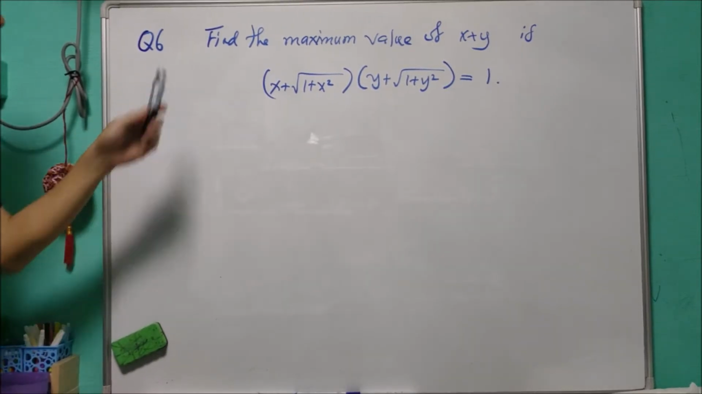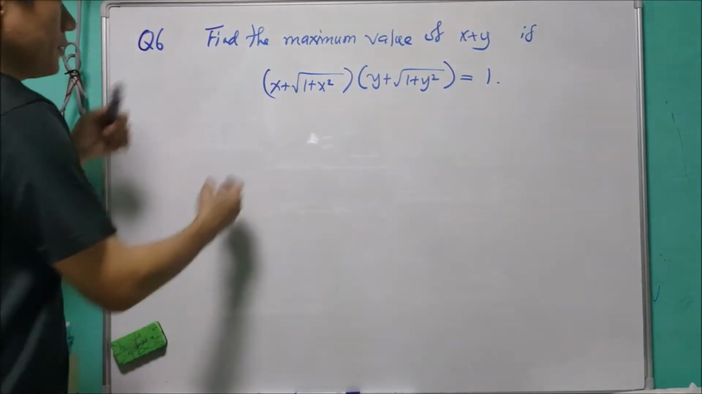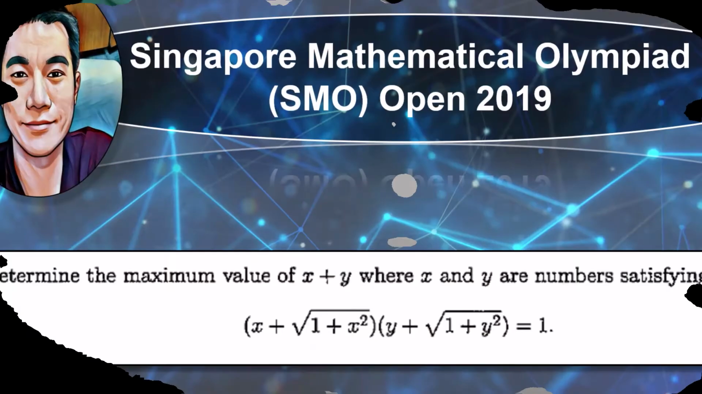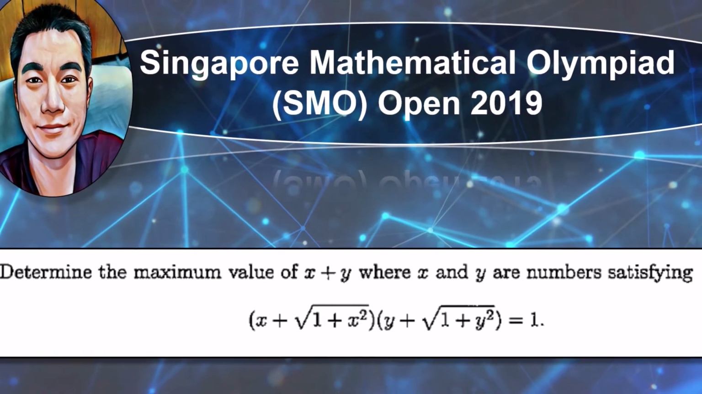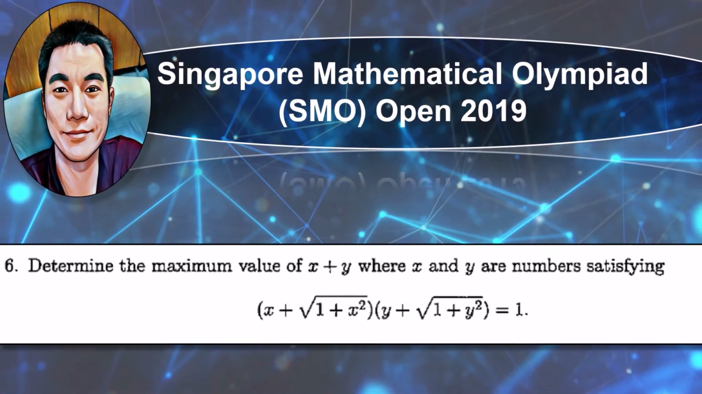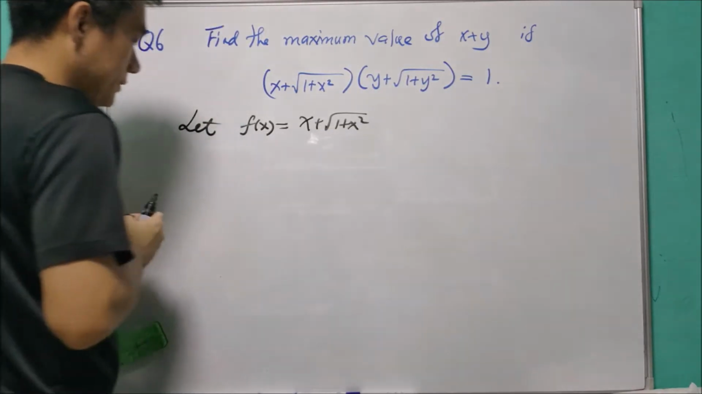Okay, this is question 6. Find the maximum value of x plus y if x and y fulfill this equation. Let f(x) be x plus square root of 1 plus x squared.